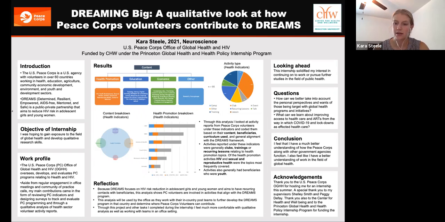Through this project and other tasks I worked on during my internship, I now feel much more comfortable with qualitative analysis, and I also feel much more comfortable working with teams in an office setting. Looking ahead, this internship definitely solidified my interest in continuing on to work or pursue further studies in the field of public health. You can see on the poster a few questions that I would be interested in exploring further after this internship.